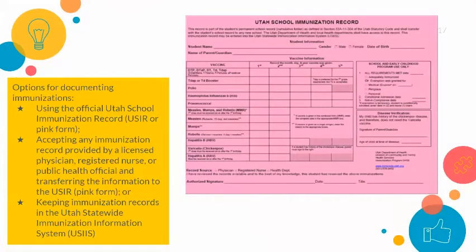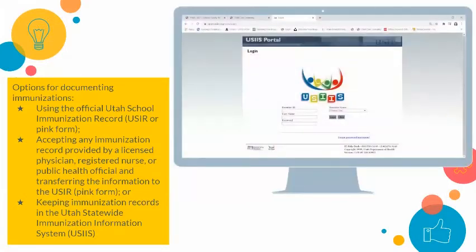Options for documenting immunizations. You may use the official Utah School Immunization Record, also known as the pink card or the pink form, accepting any immunization record provided by a licensed physician, registered nurse, or public health official, and transferring the information to that pink form, which can be printed off online and does not need to actually be on pink paper. Or you can keep immunization records in the Utah Statewide Immunization Information System, or USIS.